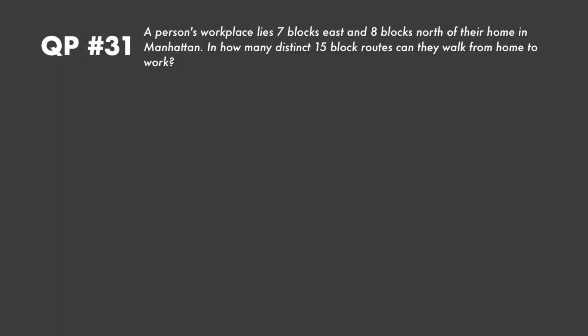Hello everyone, today let's take a look at a path problem, Quantipus number 31. The setup is a person's workplace lies 7 blocks east and 8 blocks north of their home in Manhattan. So in how many distinct 15 block routes can they walk from home to work?